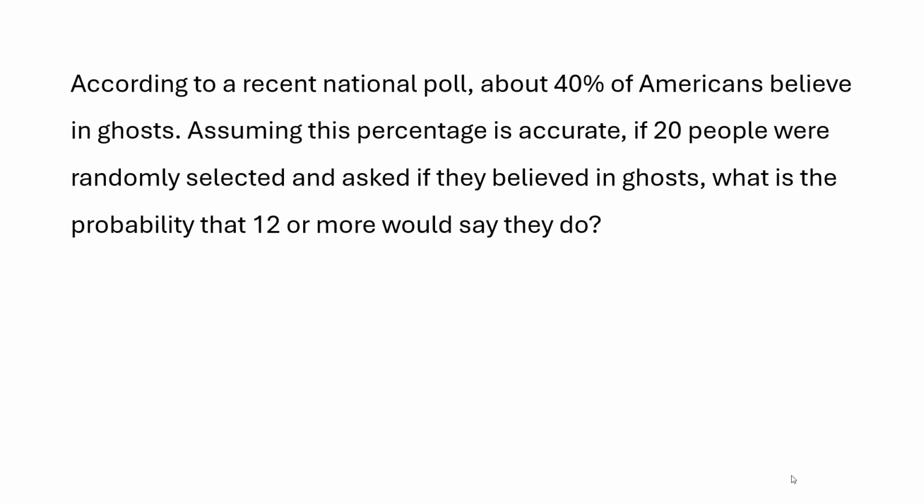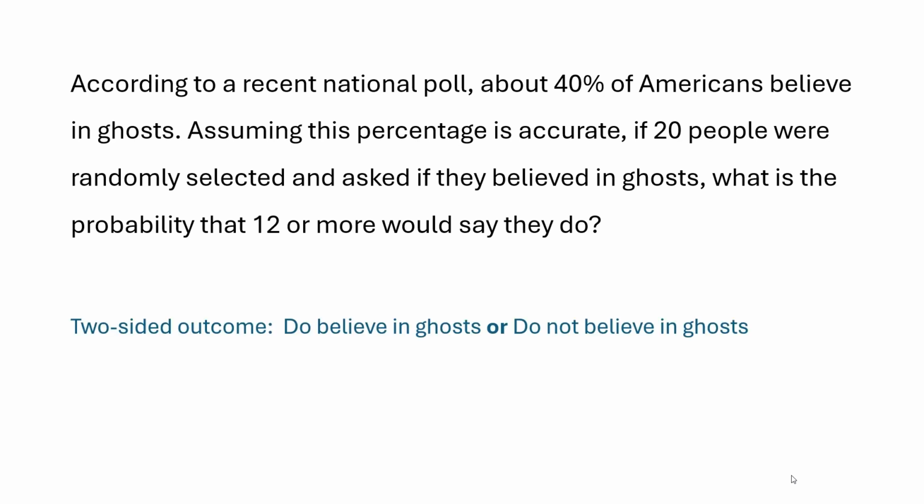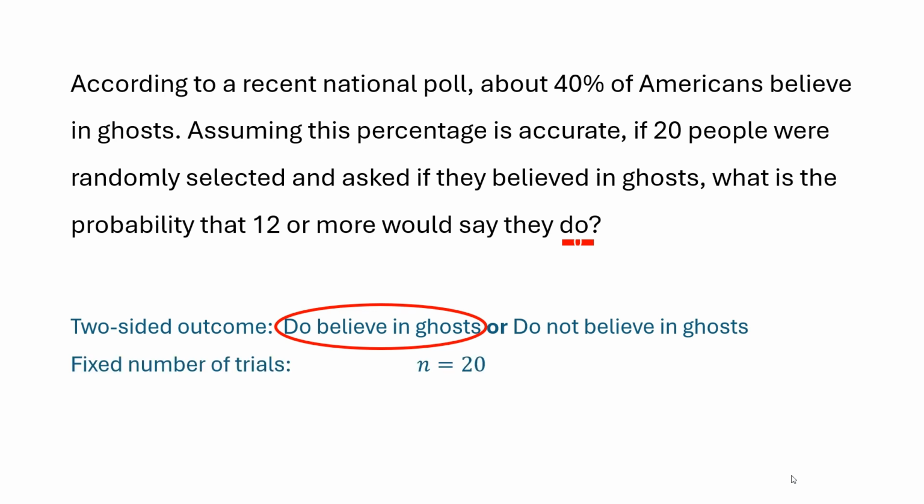So when we read these problems, we have to decide if they are appropriate for the binomial or not. I do see a two-sided nature here, which is that people either will report believing in ghosts or not believing in ghosts. And I can tell which one will be our success by the way they phrase the probability question. They're interested in those that say they do. So that's going to be our success. We also need to have a fixed number of trials. And in this case, we are asking 20 people about their belief in ghosts. So our N is 20.